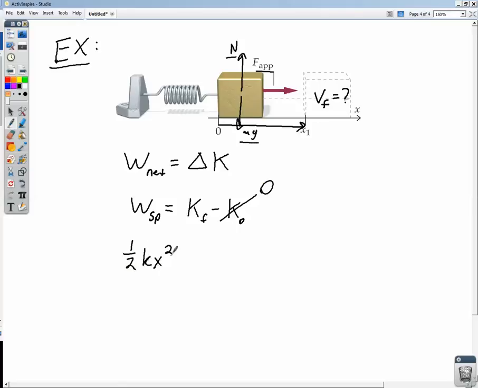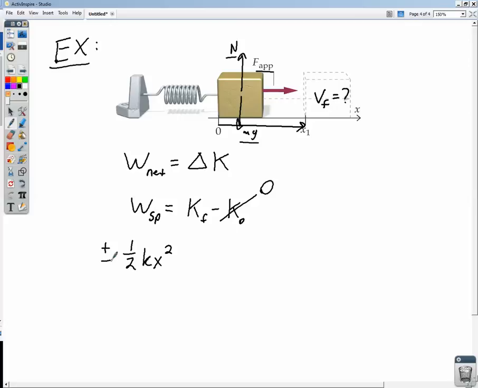And I'm going to say be careful with the work done by the spring. It can be positive or it can be negative. You have to think about the situation and judiciously put in a plus or a minus here in front of the work done by the spring. Just look at the situation. Is the spring's force speeding the object up? Great, the work is positive. Is the spring's force slowing the object down? Great, the work is negative.